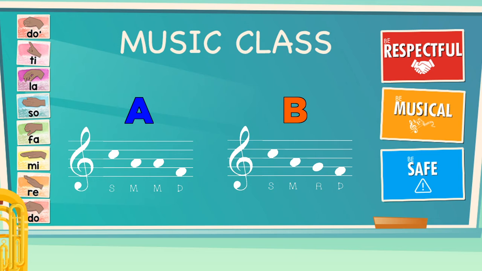2 more for us today. Interesting. These ones are very similar. See if you can notice the difference between the 2.